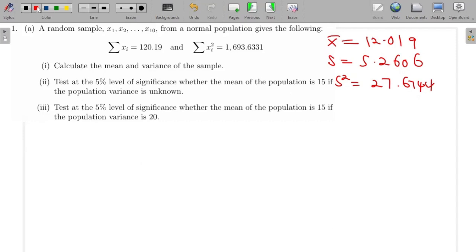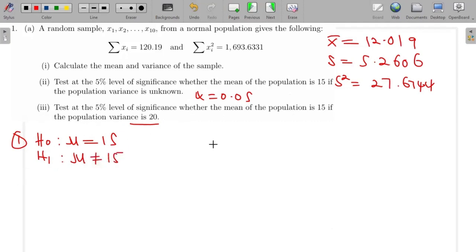So part 2, they're saying at 5% level of significance, which means our alpha is still 0.05, tests whether the mean of the population is 15 if the population variance is 20. So here, first thing, state the null and the alternative hypothesis. The null hypothesis is that the population mean is equal to 15. The alternative hypothesis would be that the population mean is not equal to 15.